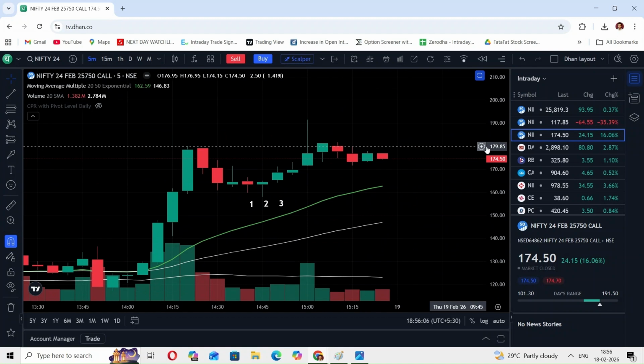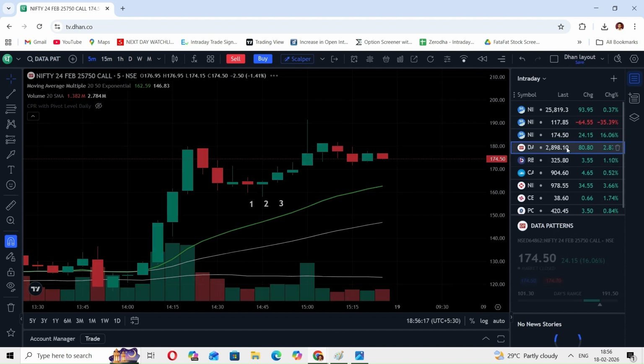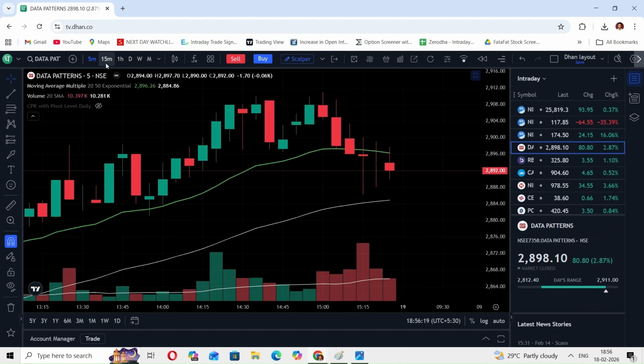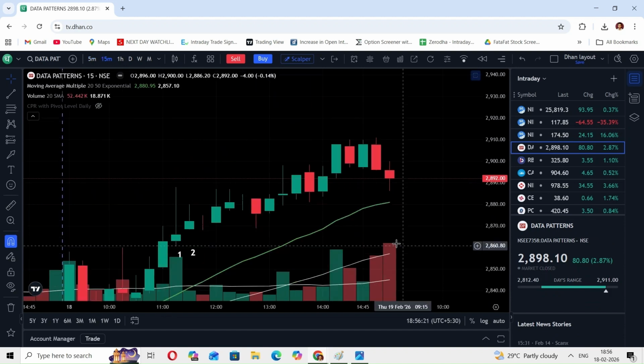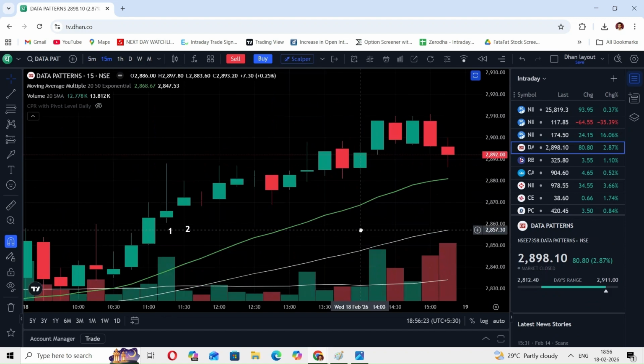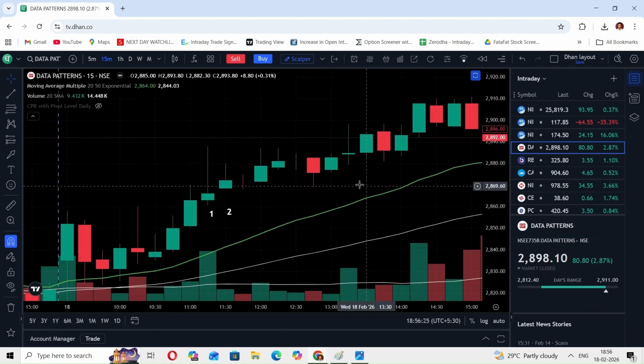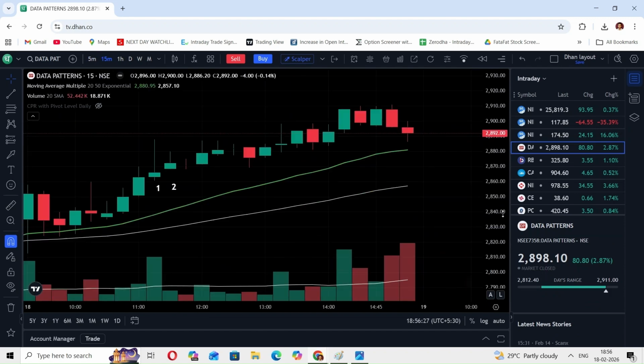Let me show you the actual trades I took based on this morning's reversal. Let's move to the stock trades now. I will just change the time frame to 15 minutes now. Yes. See here.